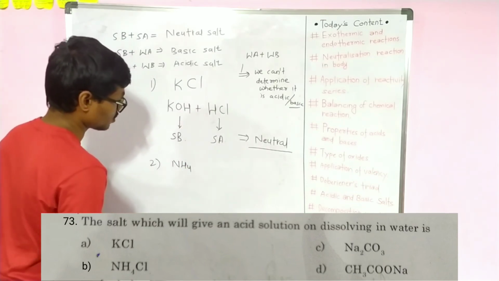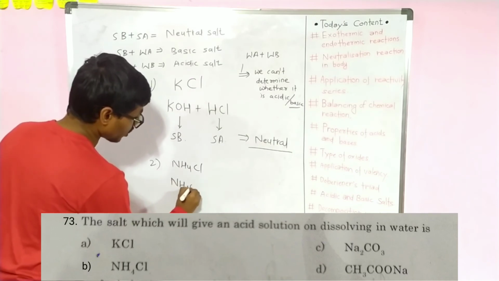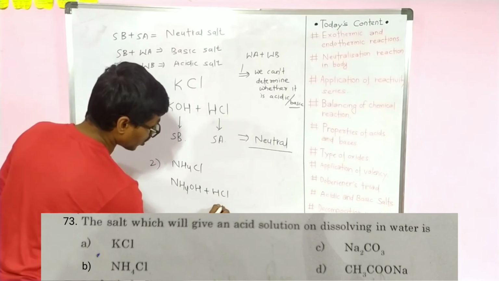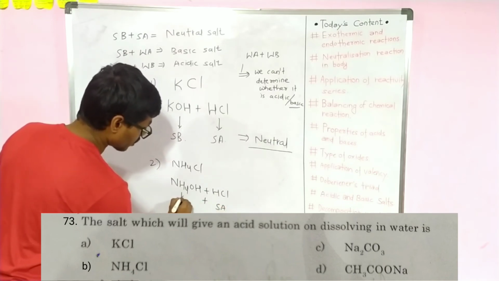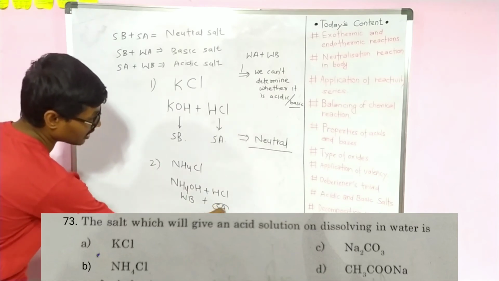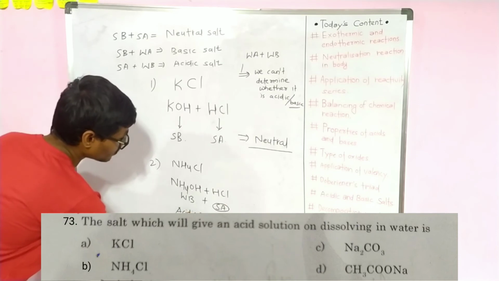NH4Cl they given. So NH4Cl comes from NH4OH plus HCl. It is strong acid plus weak base. So the strong component is acid, so acid will dominate. So it is an acidic salt.